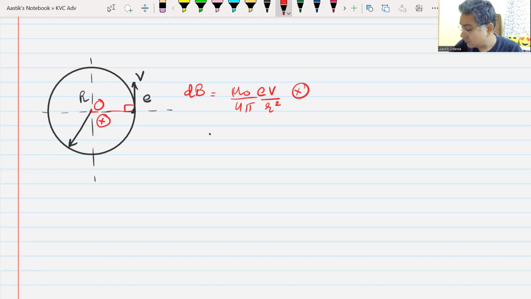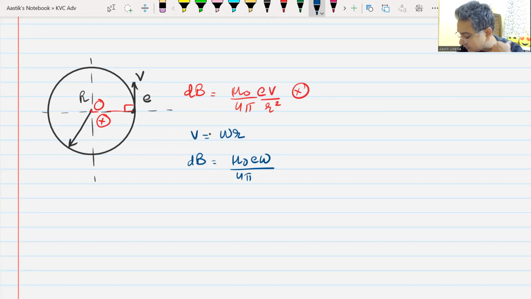Yes. Now instead of giving this v, I could have given omega, so v is equal to omega r. So in terms of omega, the formula looks like this: mu naught e omega by 4 pi r. Do we understand this? Yes, sir.